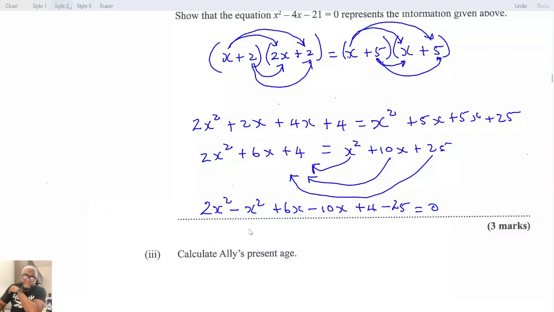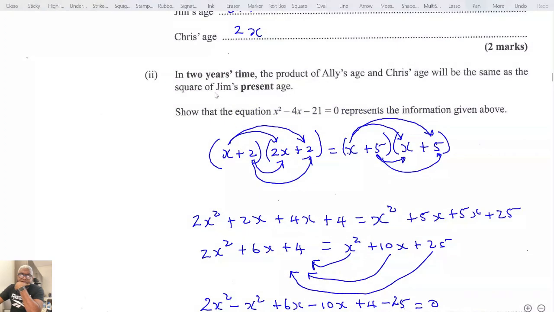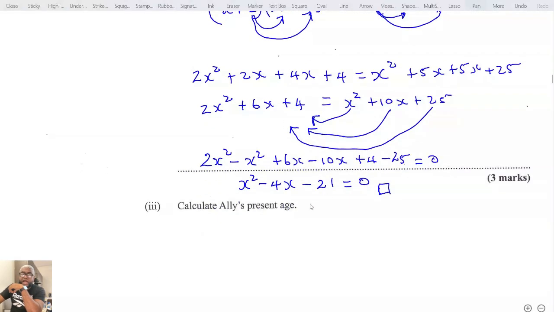2x squared minus x squared will give me x squared. 6x minus 10x will give me negative 4x. And then 4 minus 25 will give me negative 21 is equal to 0. This here would be what they asked us to show. Show that the equation x squared minus 4x minus 21 is equal to 0. And that's what we showed.